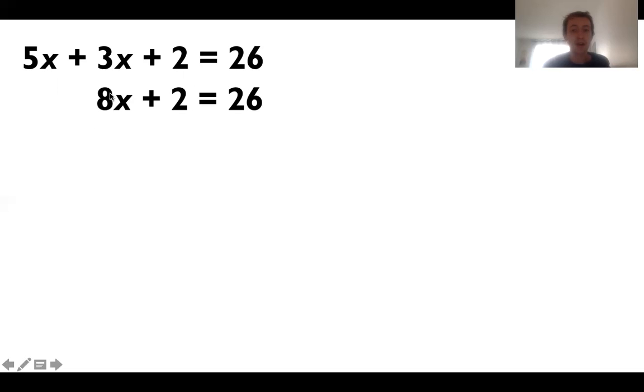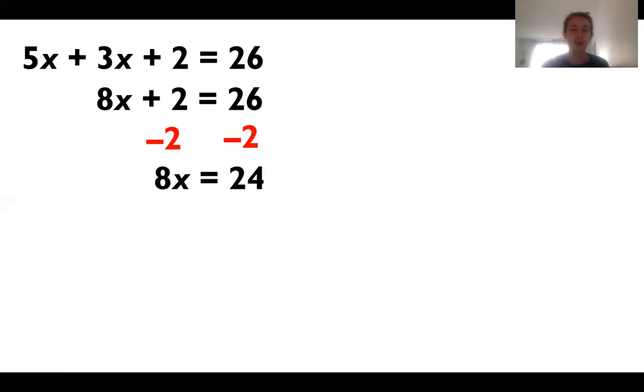Okay, not allowed. But what I still want to do is I want to get that x by itself. That was always my goal. That is still my goal. So I'm going to get rid of this plus 2. The opposite of a plus 2 is a minus 2. And if I do that to the left, I have to do that to the right. 26 minus 2 is 24. And now I'm left with just 8x equals 24.